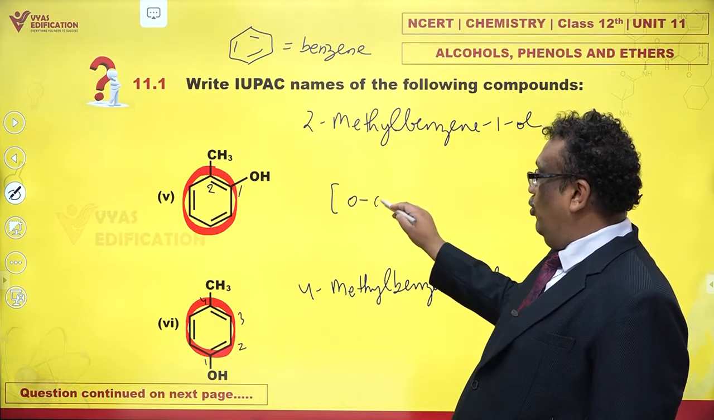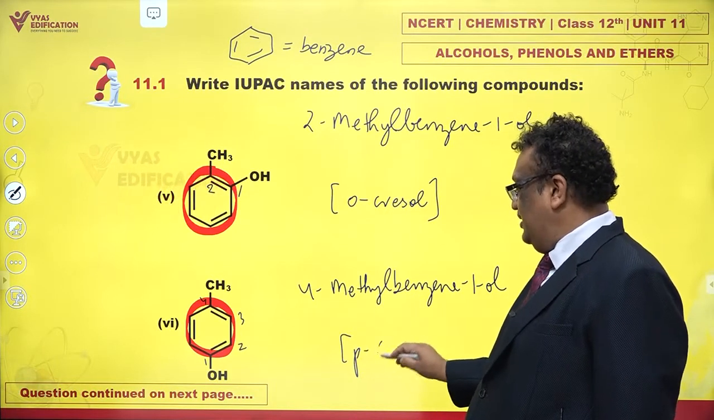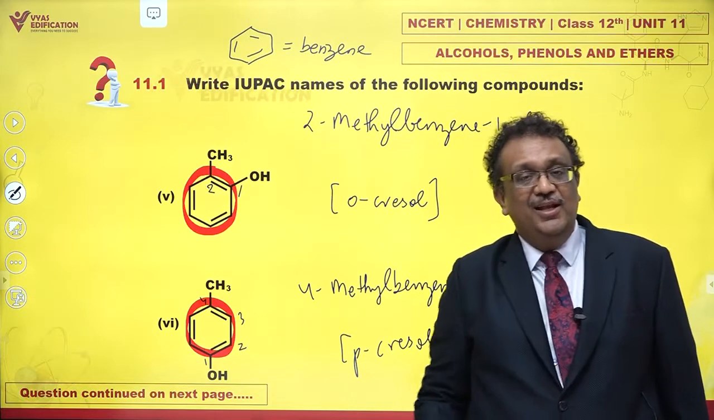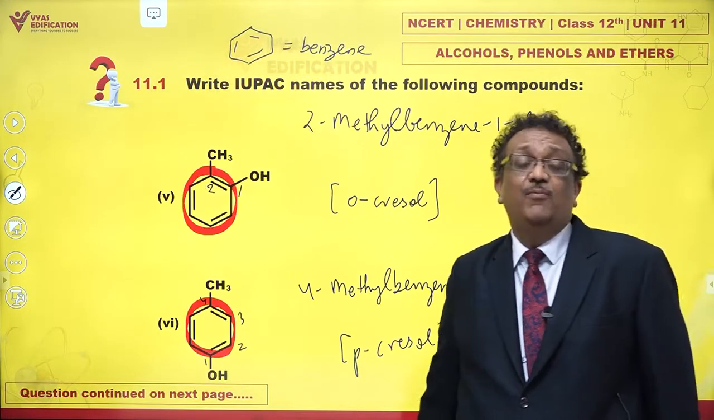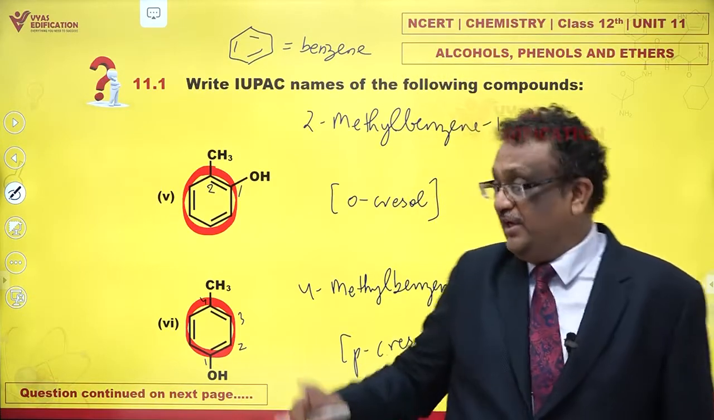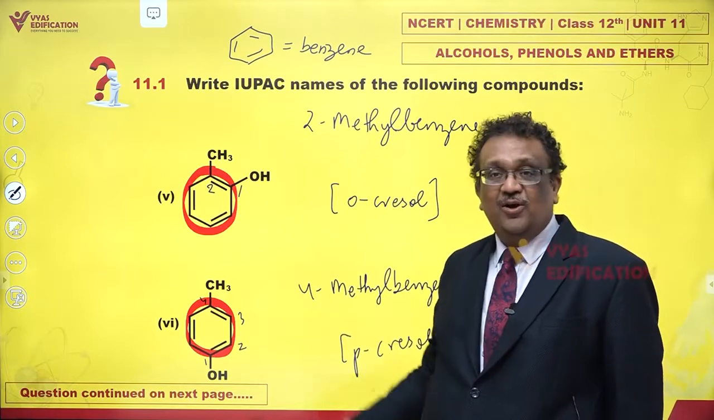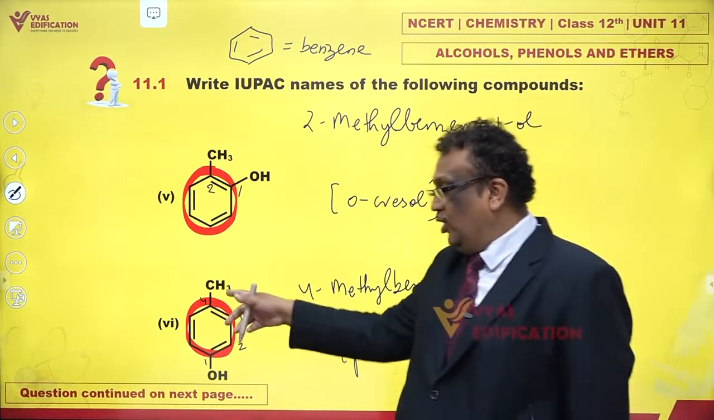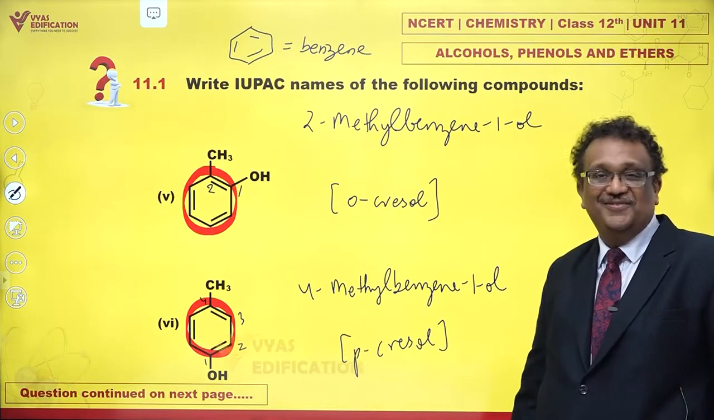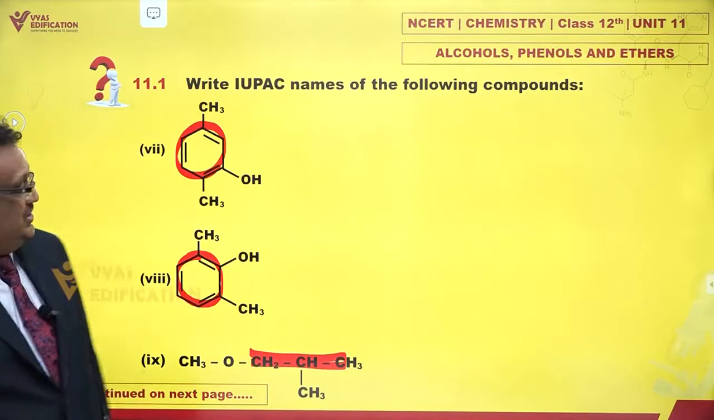Are you aware that they have common names also? This is called o-cresol and this is called p-cresol. These names are not asked, but I'm just sharing the names because you'll very often hear about cresols. And what are cresols? If one OH and one methyl group are attached to a benzene ring, you call it a cresol. Neighbors are called ortho-cresol, 1,3 is called meta-cresol and 1,4 is called para-cresol. Right? Let's take up the next questions.